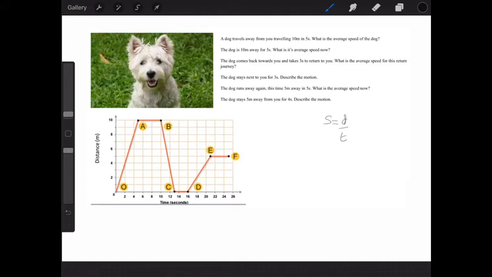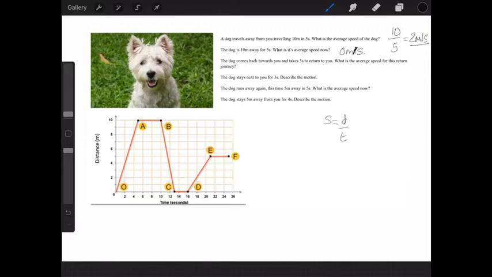Well, the distance is 10, the time is 5, 10 divided by 5 is 2, and the unit for speed is metres per second. So 10 divided by 5 is 2 metres per second. The dog is 10 metres away for 5 seconds. What is the average speed now? He's 10 metres away and he's staying there for 5 seconds. He's not moving, he's stationary. There is no change of distance in time.